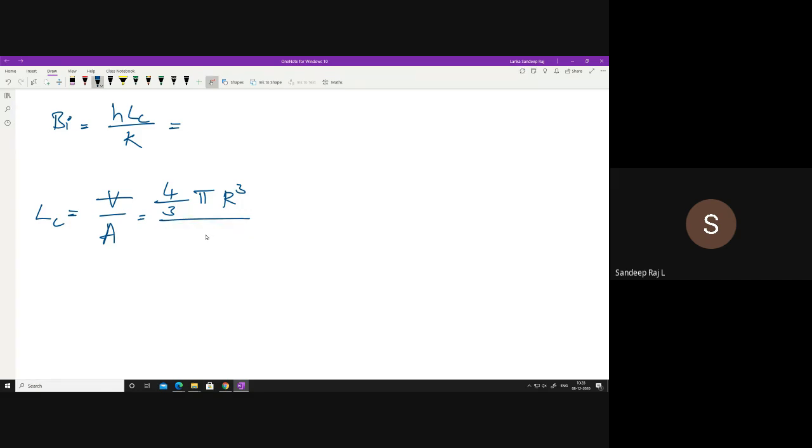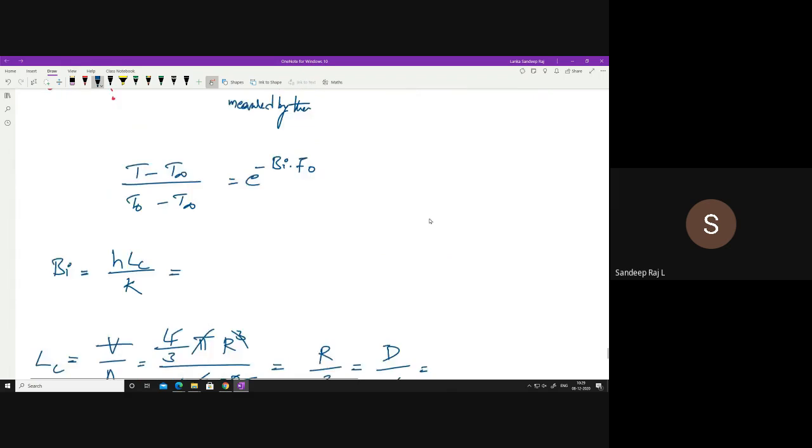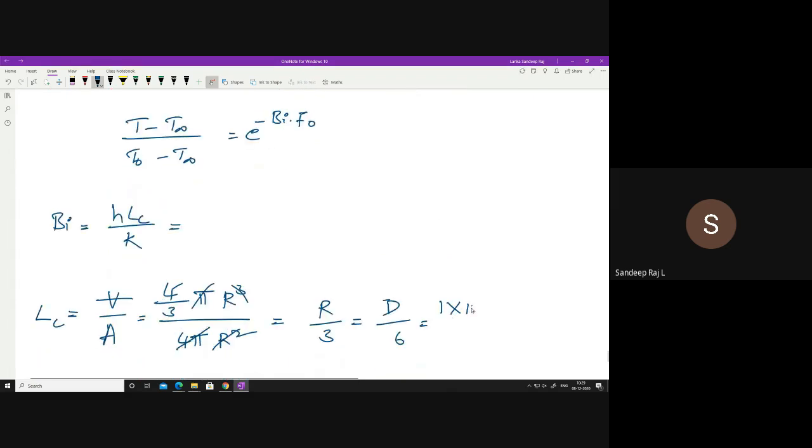by, what is the area of a sphere? It is 4 pi r square. 4 pi goes, and this one goes. What you have is simply r by 3. Since the diameter is given, you can change it into diameter terms. In place of r, you can write d by 2. So this will be d by 6. The d value, 1 mm, is given in the question. So 1 into 10 to the power of minus 3 by 6. So that's what your Lc value is.